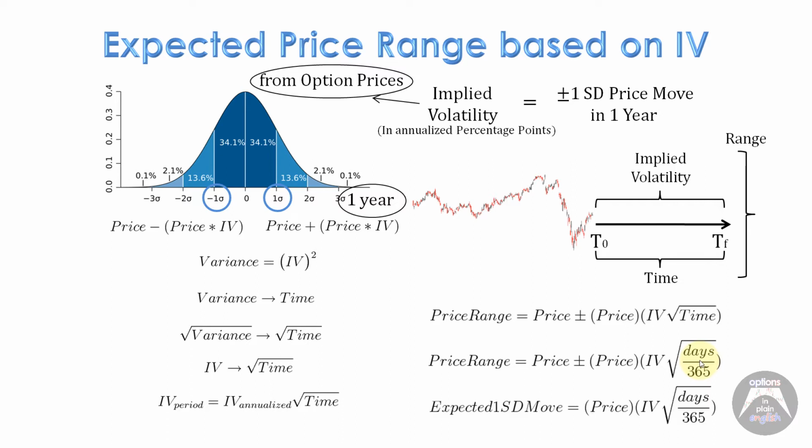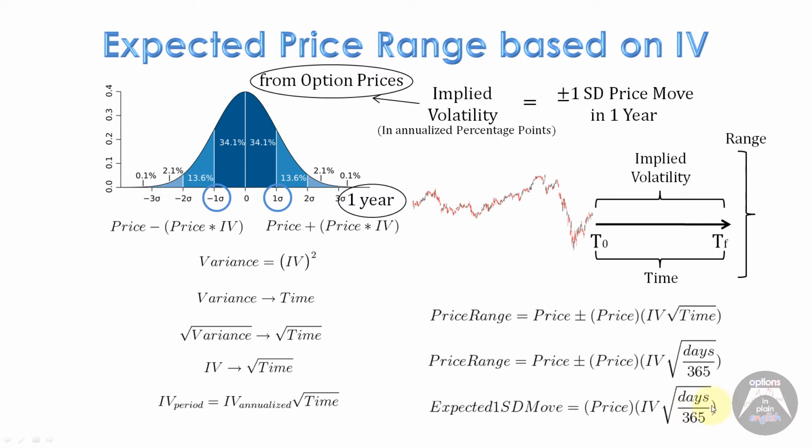So we have the value for the expected one standard deviation move, which would be equal to the current stock price, multiplied by the implied volatility in annualized form, multiplied by the square root of the number of days divided by 365. So if you use 365 days, for example, then you would be getting the square root of 1, which is 1. So basically, this would be what's going to happen in 1 year.